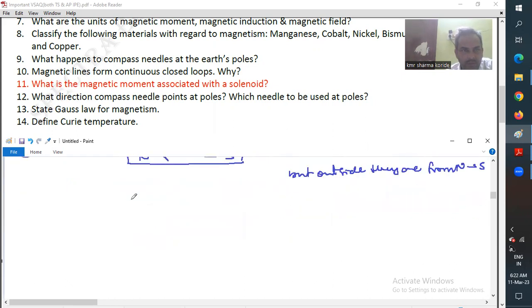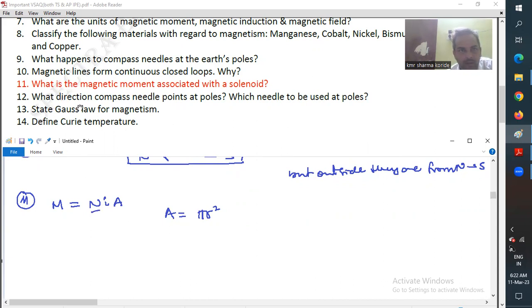Next, question number 11. Already you got the answer for this question in the previous chapter. Magnetic moment associated with solenoid, M is equal to N I A, where N is the number of turns, A is the area and I is the current passing through. A can also be written as pi r square, the area of each turn of the solenoid. Likewise there are N turns.